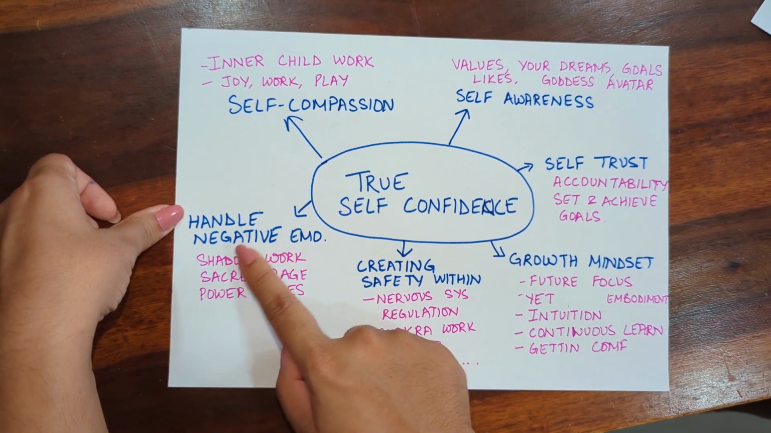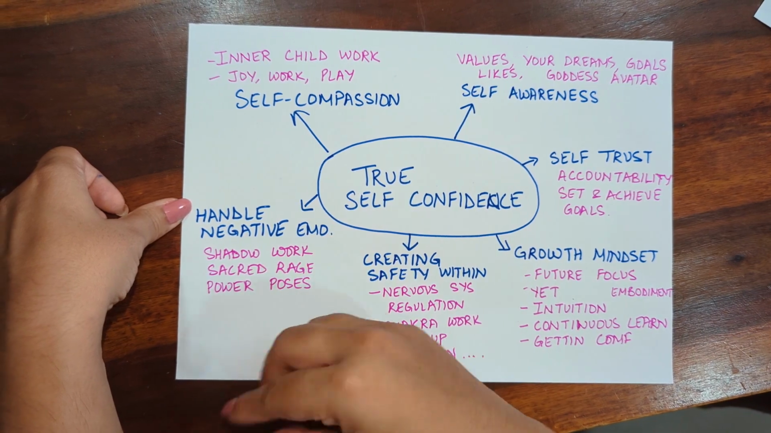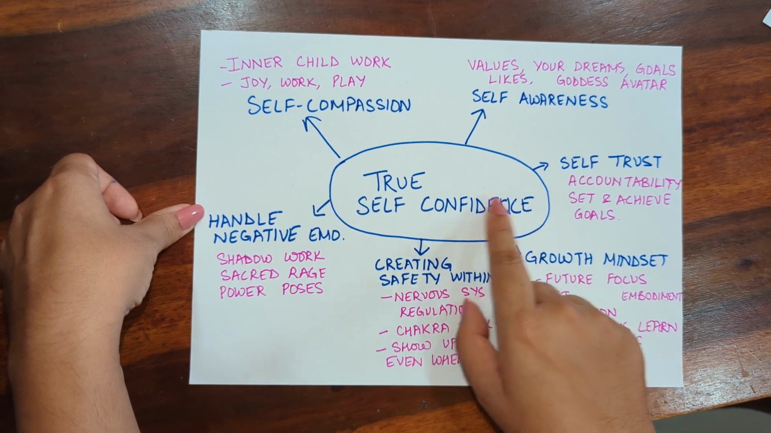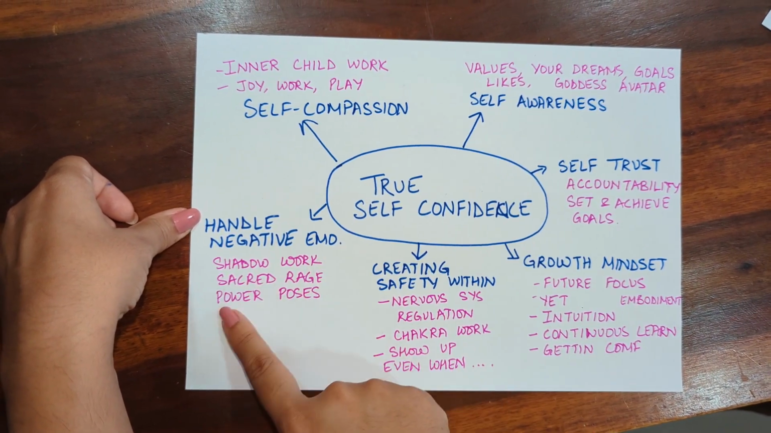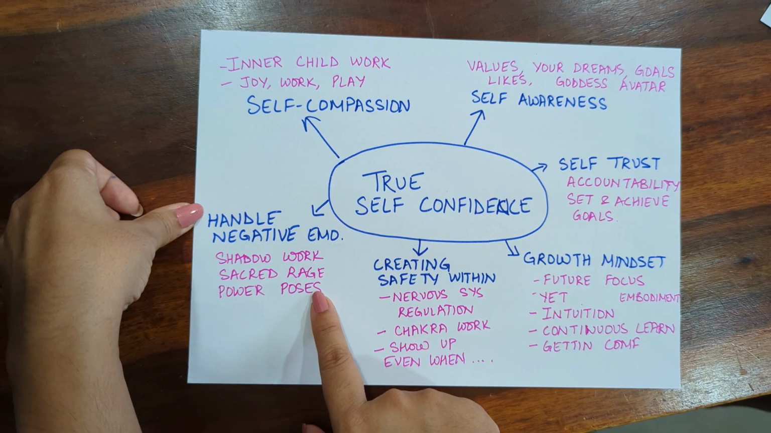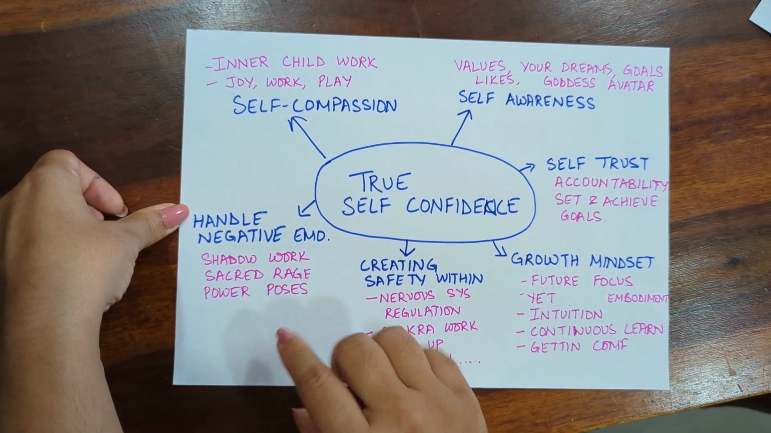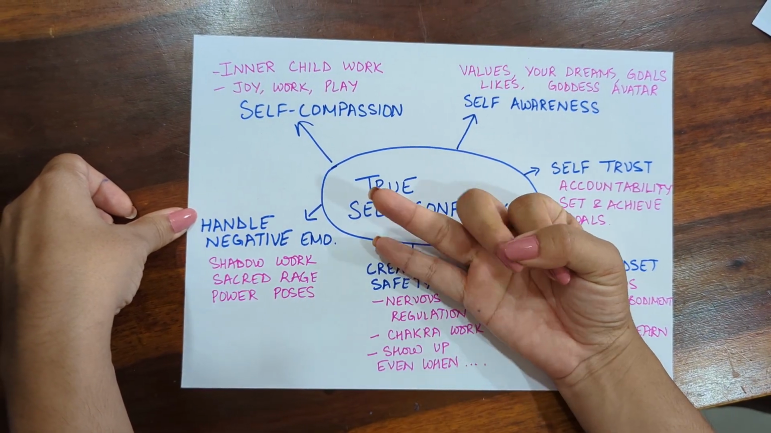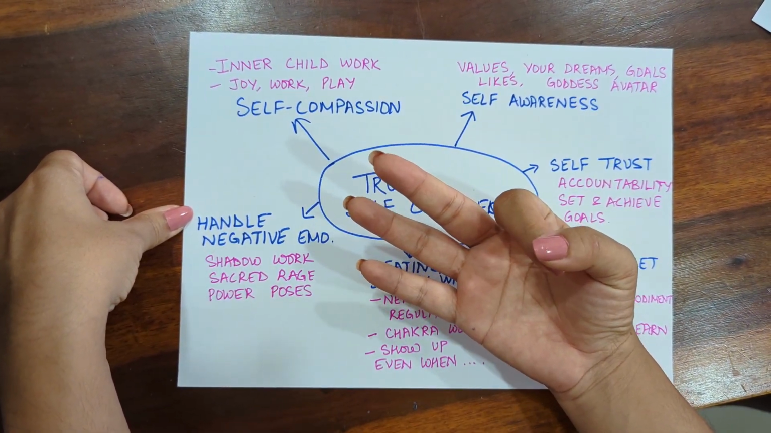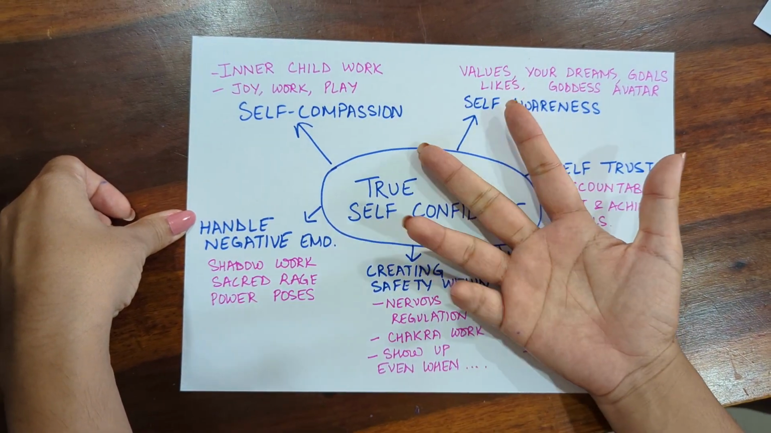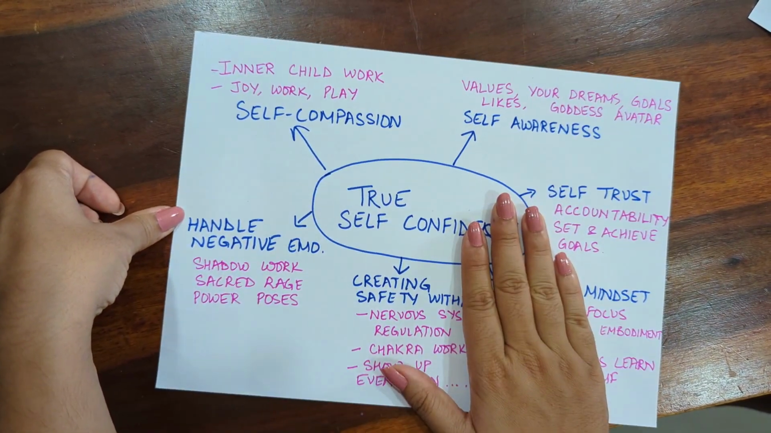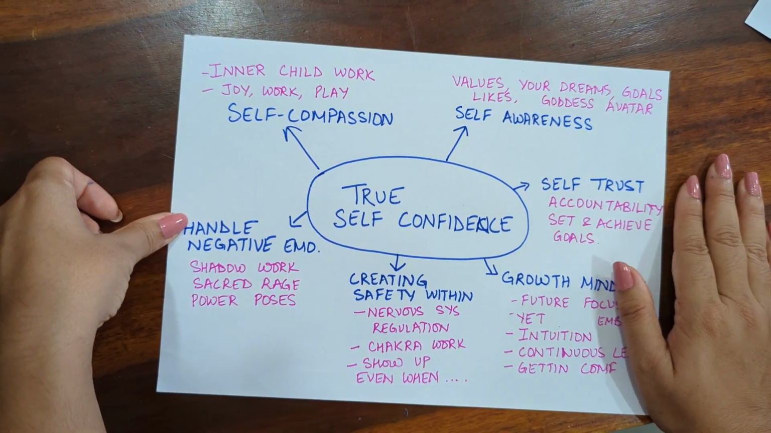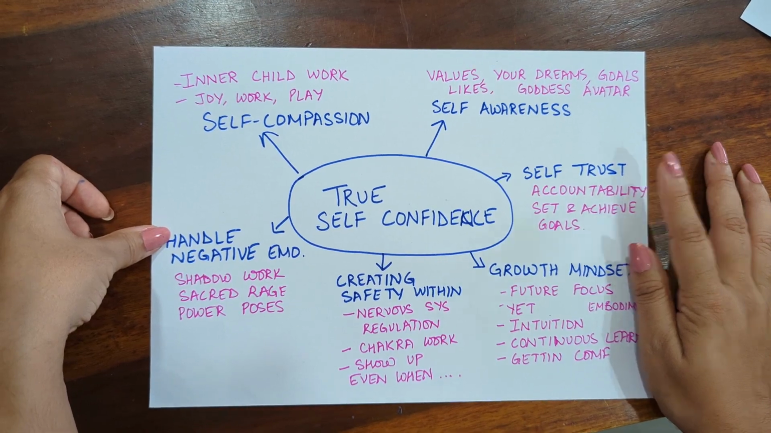And the last thing is how to handle negative emotions, because these negative emotions are your way to truly developing self-confidence. That we do through shadow work, through sacred rage, through power poses, because this is where we can really start to handle our negative emotions of jealousy, fear, envy, rage, shame, guilt, of not having achieved it yet. And all of that you can do through true self-confidence without needing to drop into fake self-confidence.